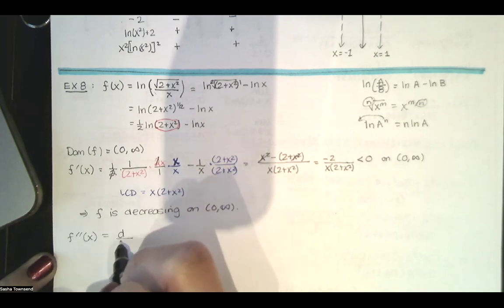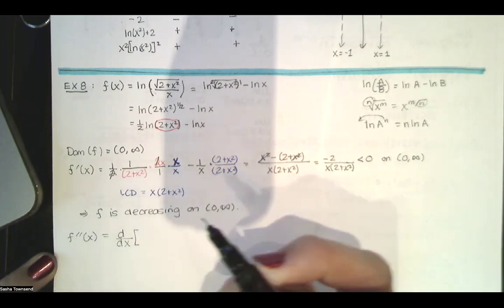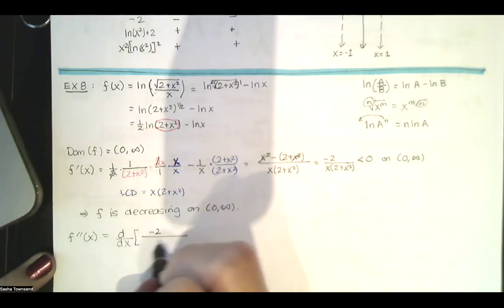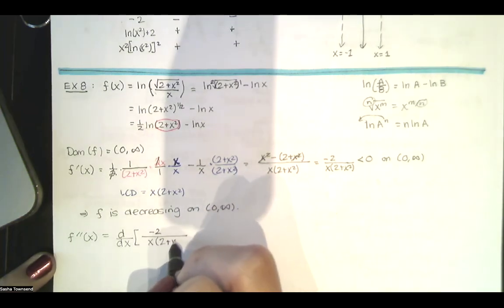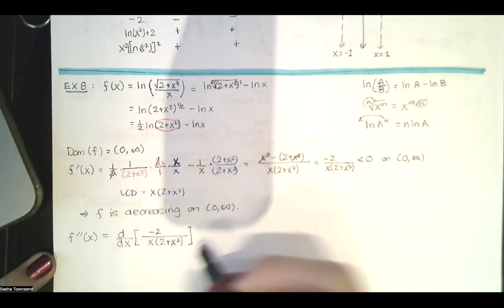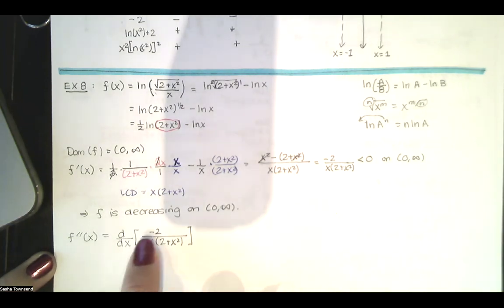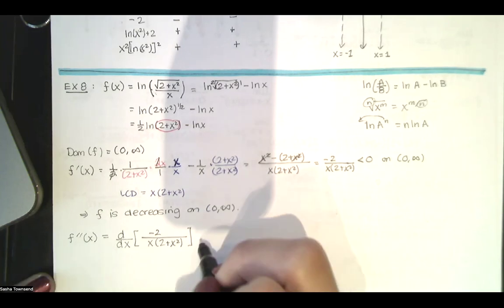So we've got the derivative with respect to x of this, negative 2 divided by x times 2 plus x squared. Now, if you want to, you could bring both of those up to the numerator. You could call that an x to the negative 1 times a 2 plus x squared to the negative 1 times the negative 2, and then just use the product rule with the chain rule. I'd rather use the quotient rule.